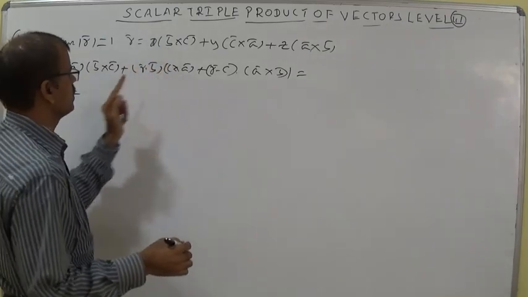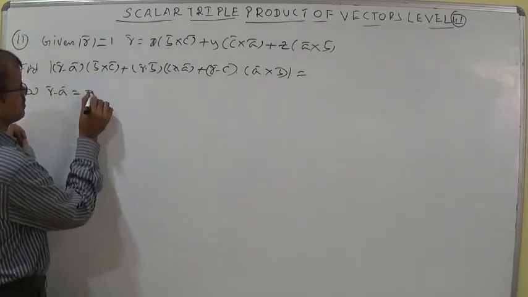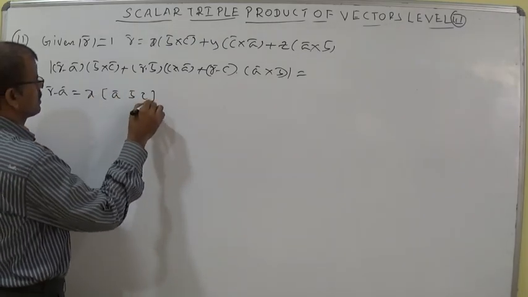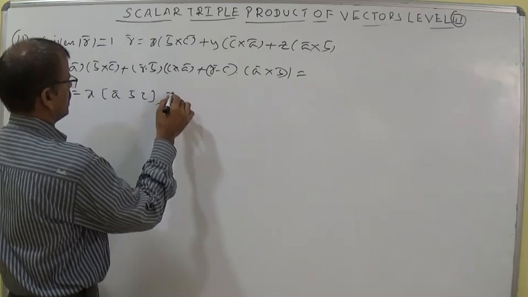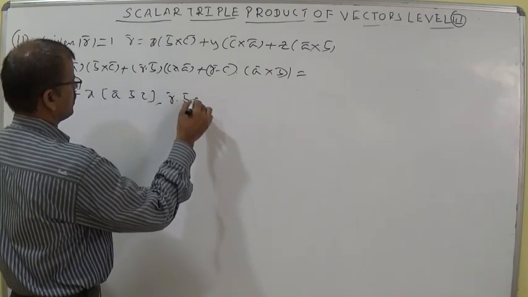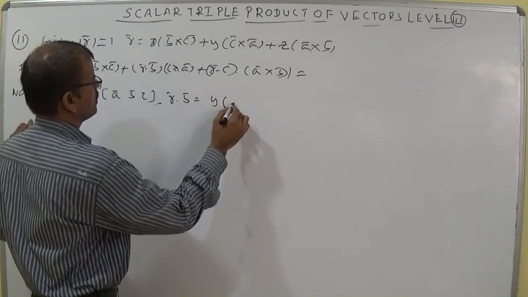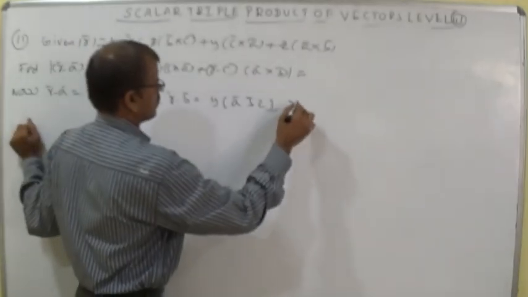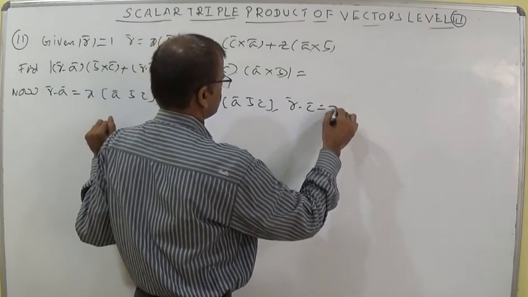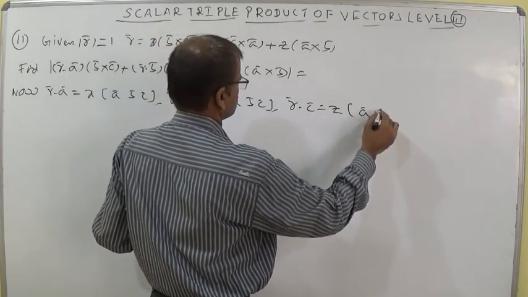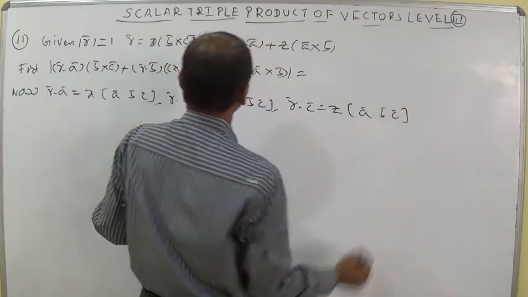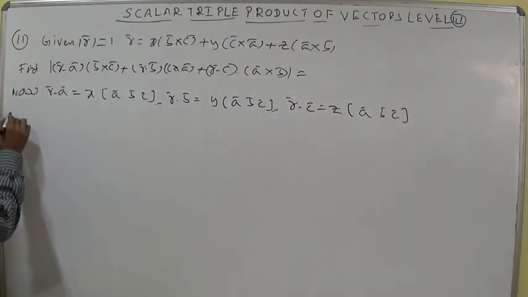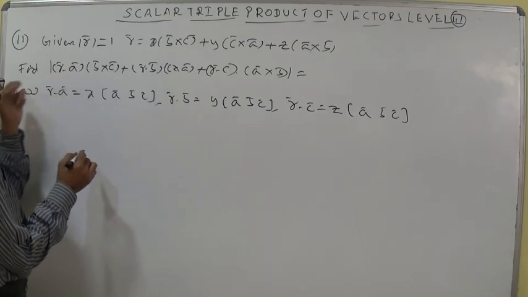It becomes simply x into box ABC. We can write x box ABC. Like that, R bar dot B bar is equal to y into box ABC. Next, R bar dot C bar is equal to z into box ABC. Z into box ABC. Now this one you should calculate.